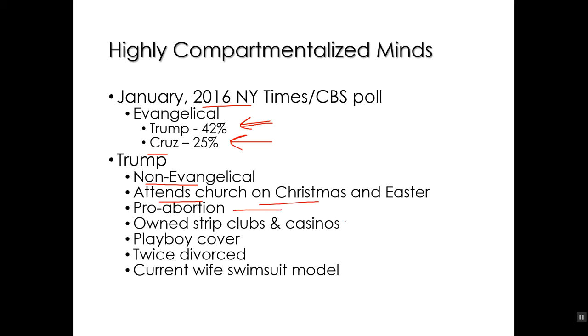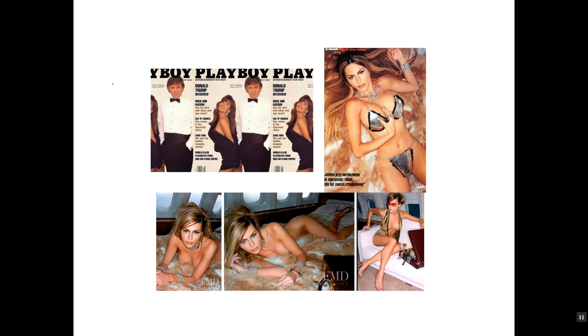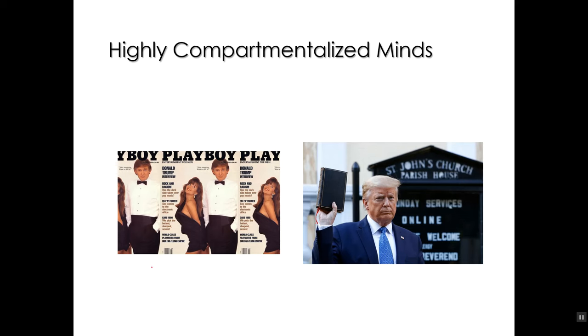He was pro-abortion back then. He has owned strip clubs and casinos. He was on the cover of Playboy magazine, and he was divorced twice. All of these things evangelicals would look down on. His current wife is a swimsuit model. Here we go, on the cover of Playboy, and the First Lady, I still can't believe this, her photo shoot. All of these things are anathema to evangelicals, but they will accept Trump because for some reason Trump is the more traditional, the more authoritarian leader.